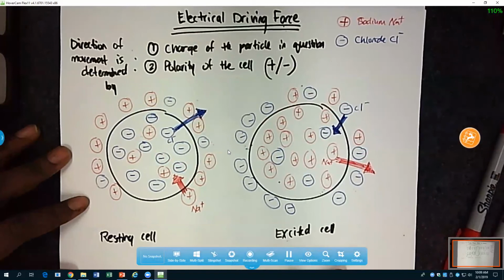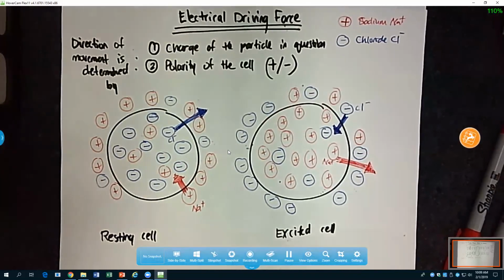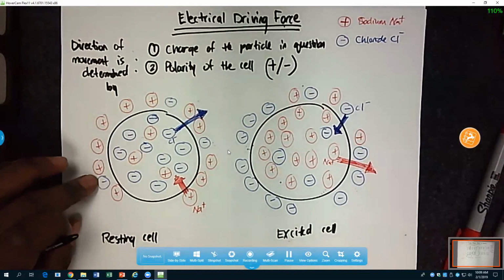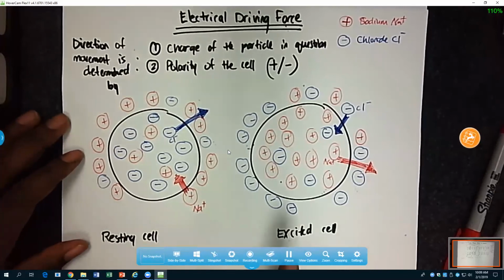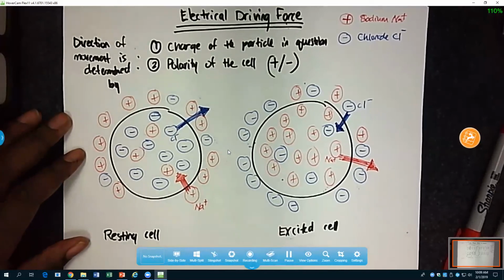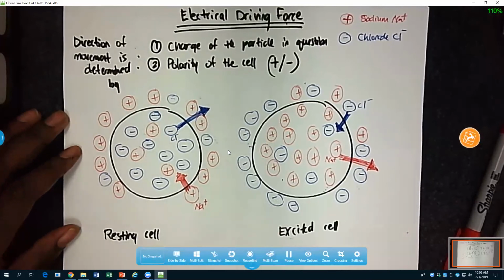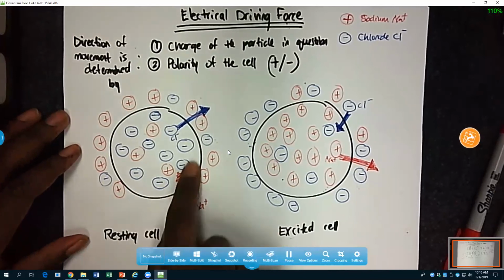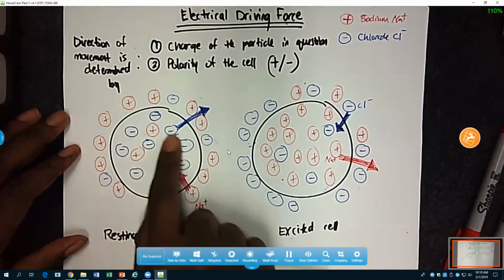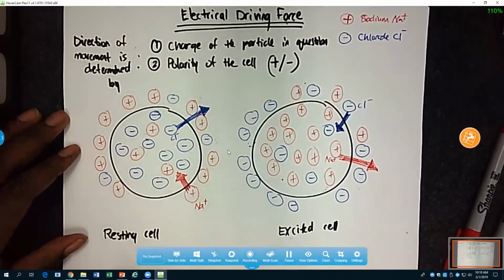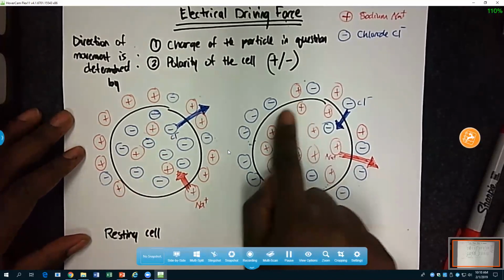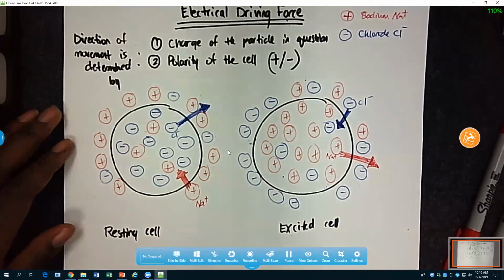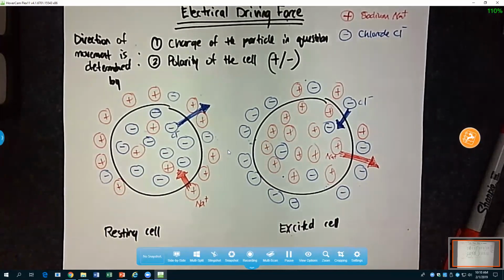Everyone understand that? Can everyone see that? Right? So that's the chemical force, which we talked about earlier. This is the electrical driving force. And again, this is based on the charge of that individual particle. Is it an anion? Is it a cation? As well as the polarity of the cell. Is the cell resting such that it has a higher abundance of anions inside the cell, versus excited? When it's excited, there's an excess of cations inside the cell. Okay, so those two things determine the electrical driving force.